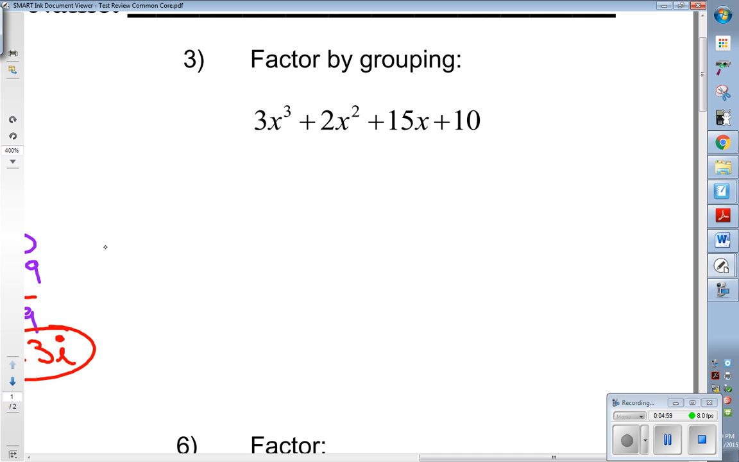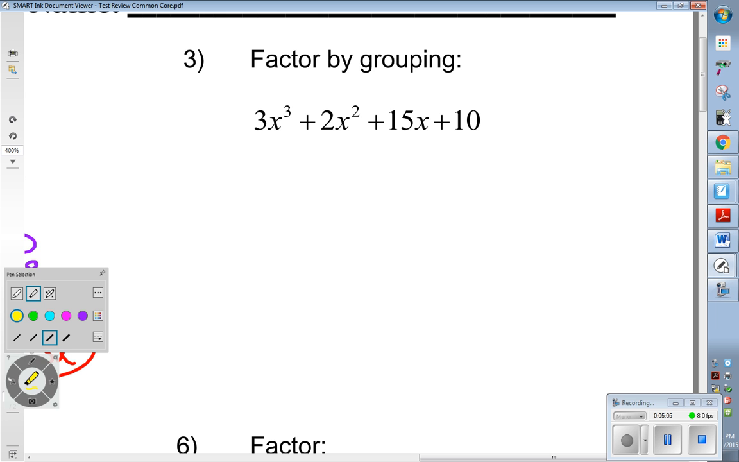Number 3, factor by grouping. Okay, this might be the hardest thing, even though it's not hard. Factor by grouping means this. You're going to break this polynomial. Okay, it's a polynomial. We're going to split it into 2 parts. This part and this part.